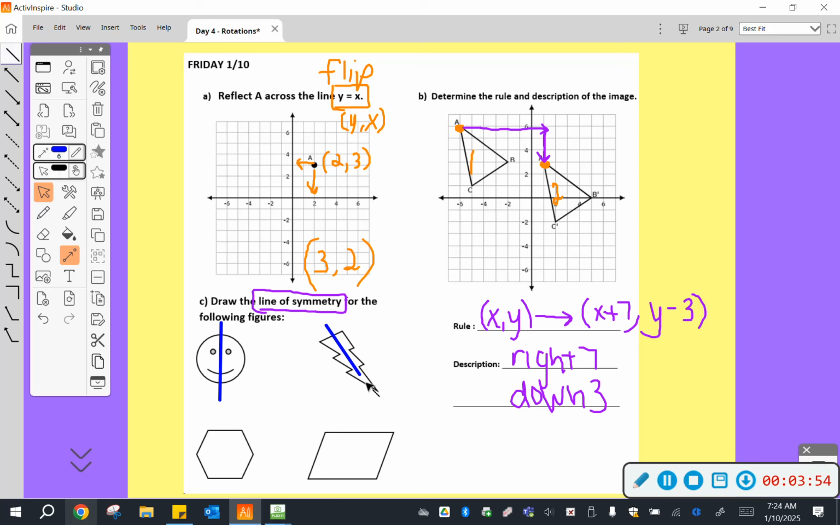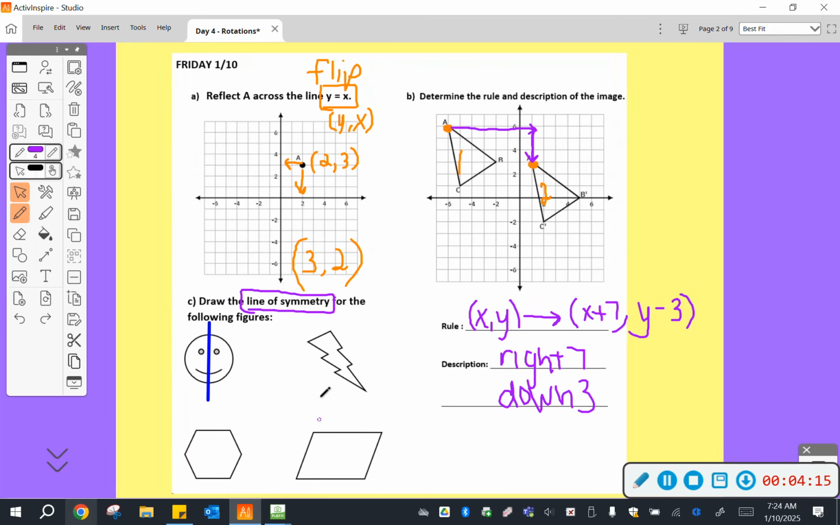What about a lightning bolt? If I slant it right here in the middle, is it the same on both sides? If I fold it, is it the same? No. What if I slice it straight up and down? Is that the same when you fold it? No. What about like this? Is there any possible way that I can slice this and it would be the same on both sides? No. So this one right here is just none. There is no possible line of symmetry for that.